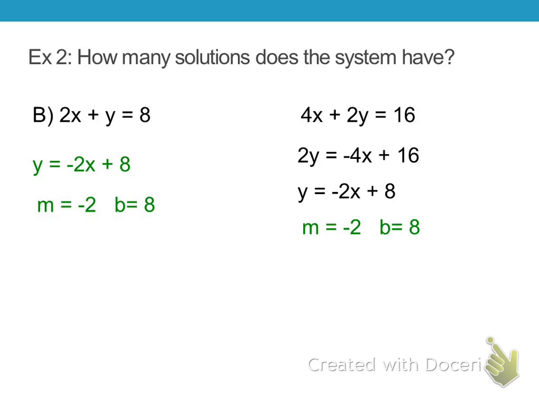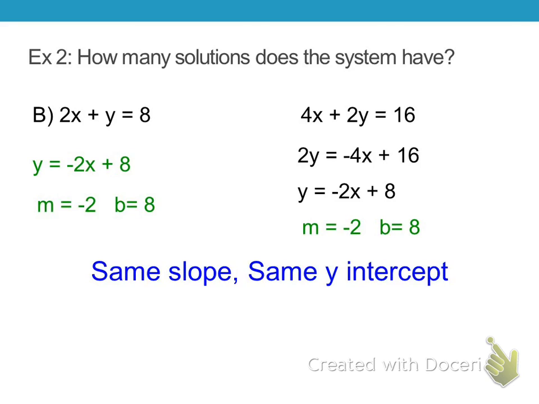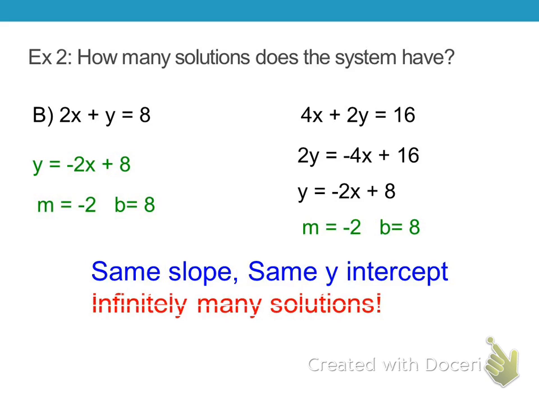So if I graphed these, what would happen? No solution or none? Try that again. Yeah, when you graphed these, you would have the exact same line. So you'd have infinitely many solutions. All the ordered pairs on the lines would be solutions because it's the exact same line. Questions?